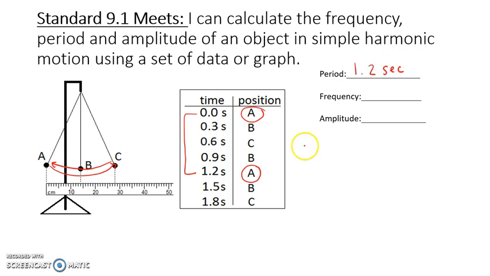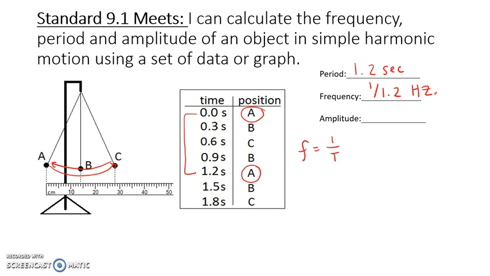For frequency, we need to remember that frequency is equal to 1 over T, and T is the period. So for frequency, we get 1 over 1.2. You can divide this out and get a decimal if you'd like, but I'm going to leave mine as a fraction. We need to remember our units for frequency is hertz, and we abbreviate that Hz.